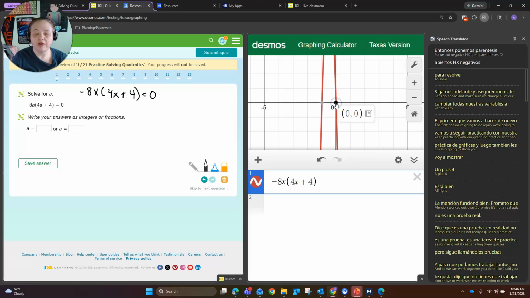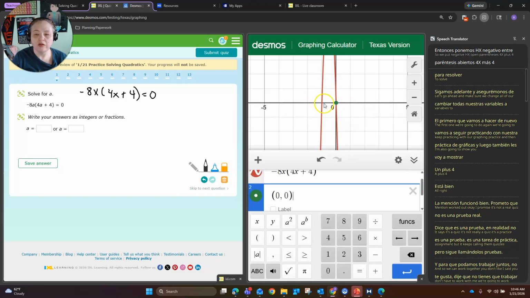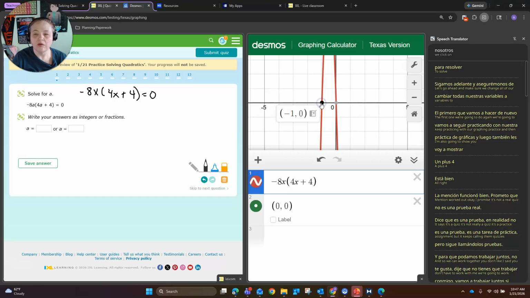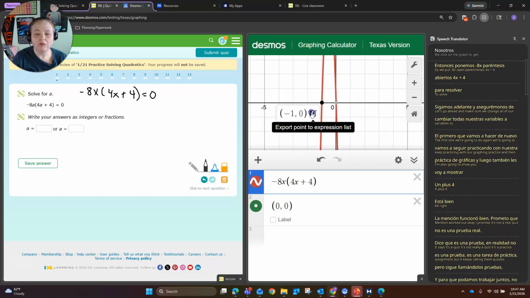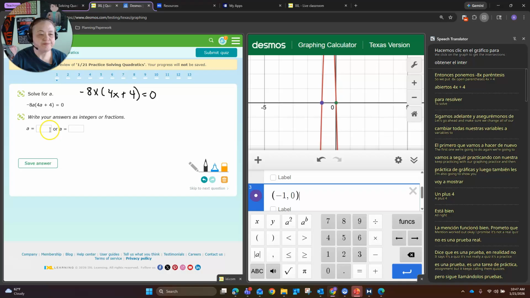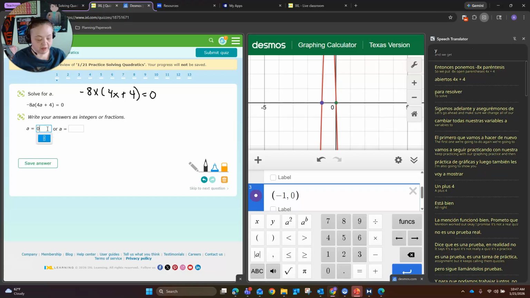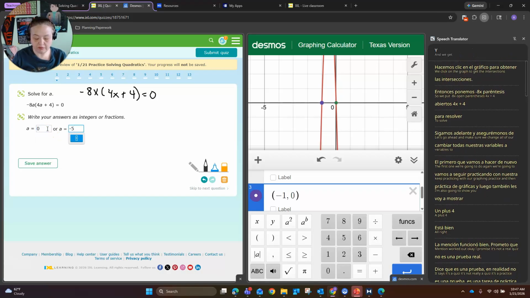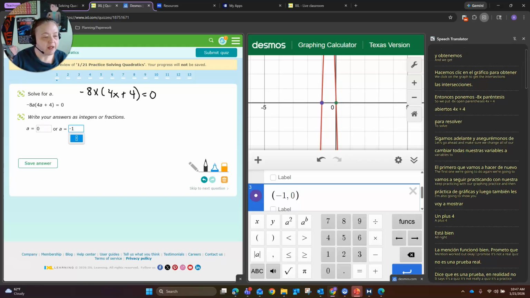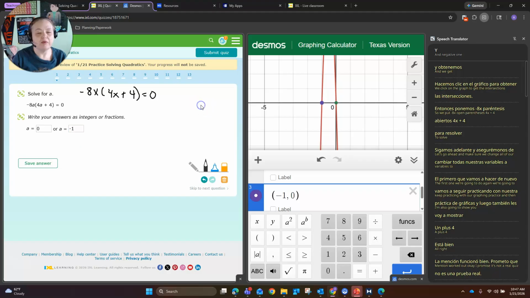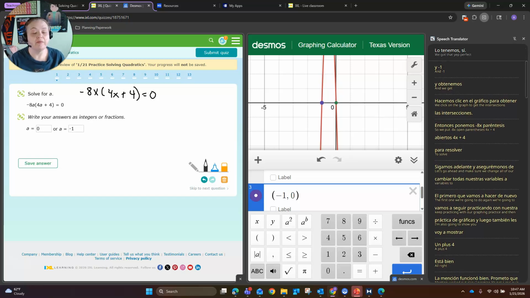We click on the graph to get the intersections, and we get 0 and negative 1. Okay, so we're going to put 0 and negative 1. Does everyone understand how we got that? Yep, perfect, Riley. Exactly. I wasn't looking down at that moment. And I don't think it matters which one you put where, but we'll find out.